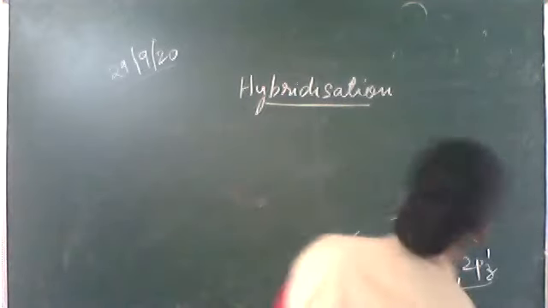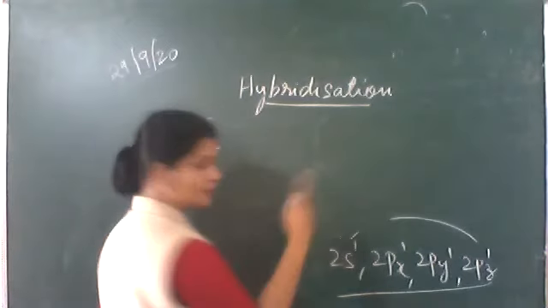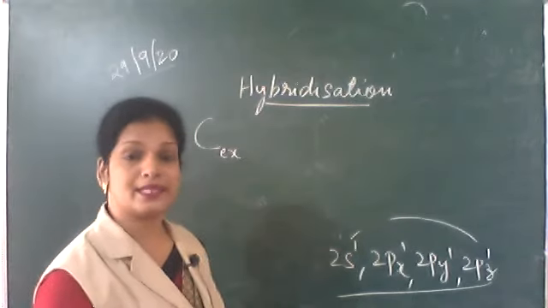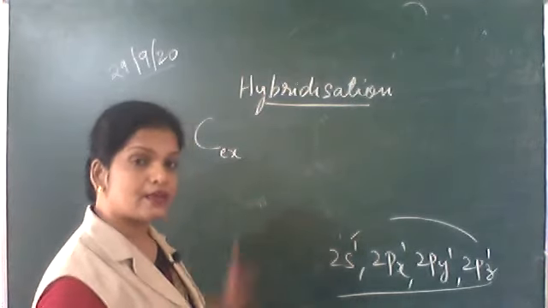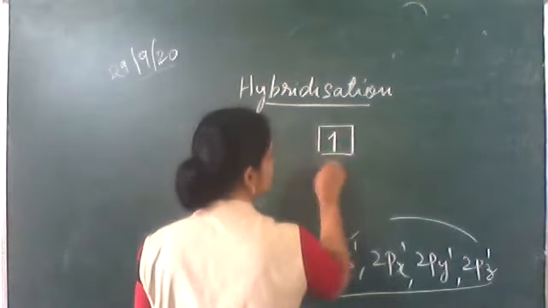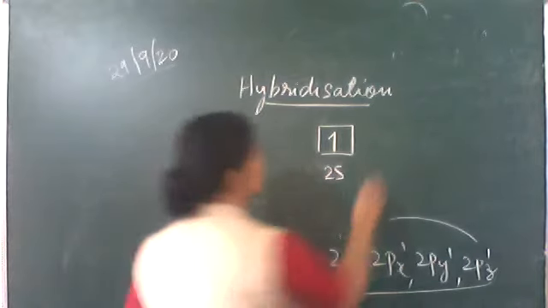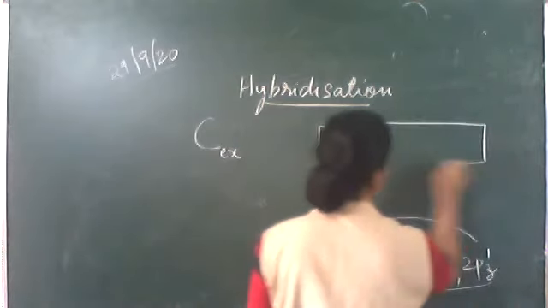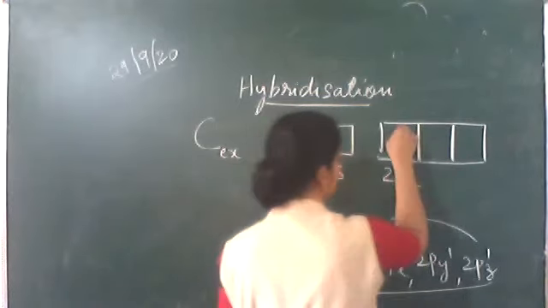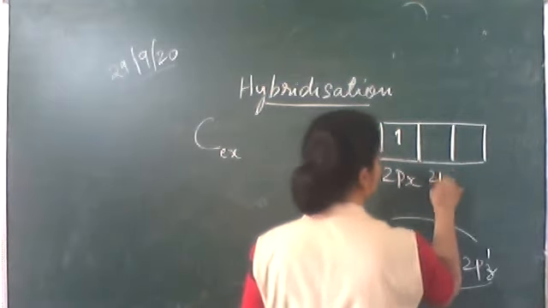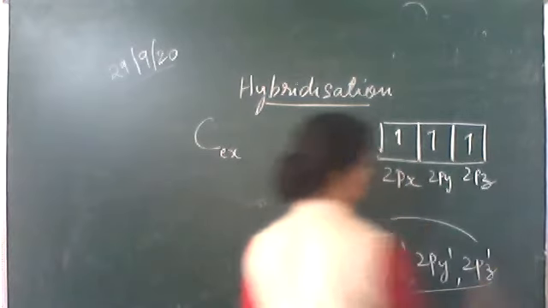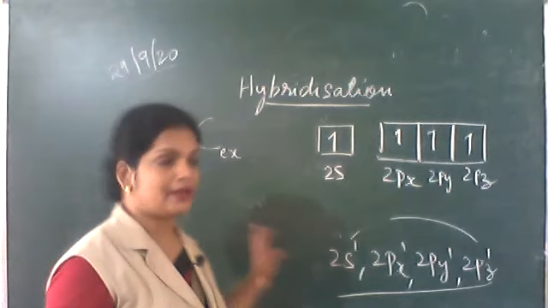Next I'm going to show carbon after promotion, which we write as the excited state. So this was the ground state, and this is carbon in the excited state. I'm showing 2s has 1, 2px has 1, 2py has 1, 2pz has 1. So this is carbon in the excited state.